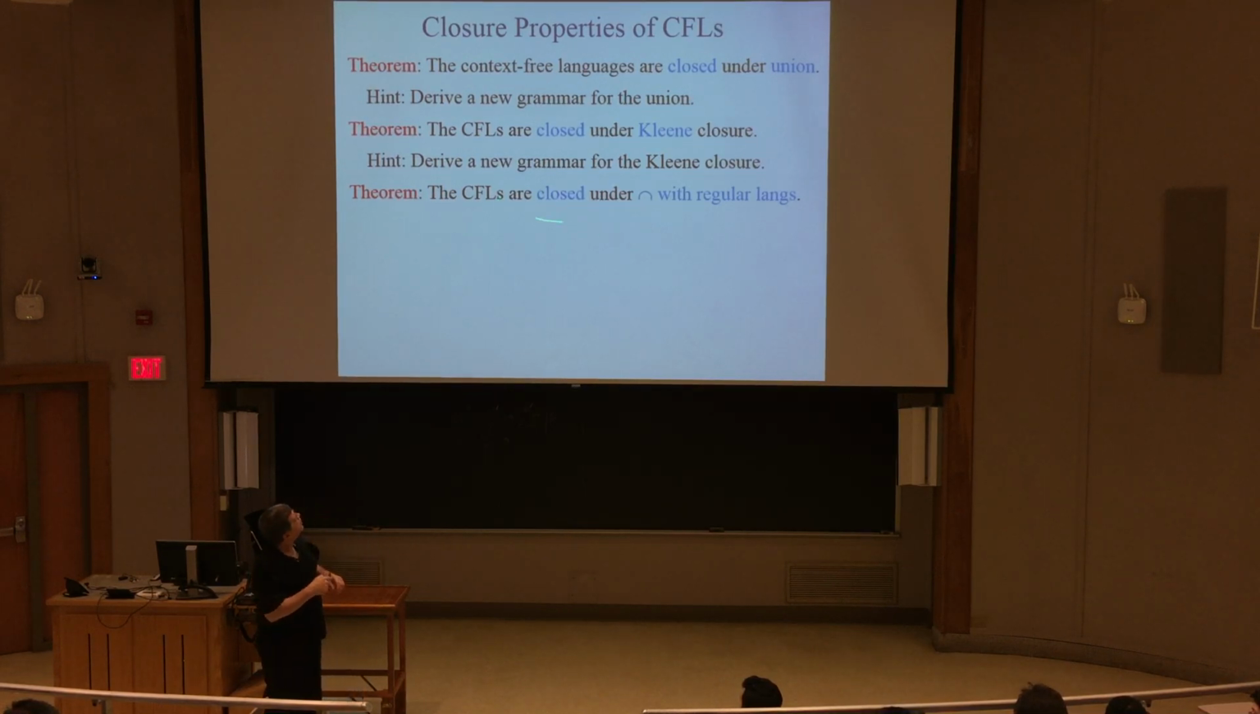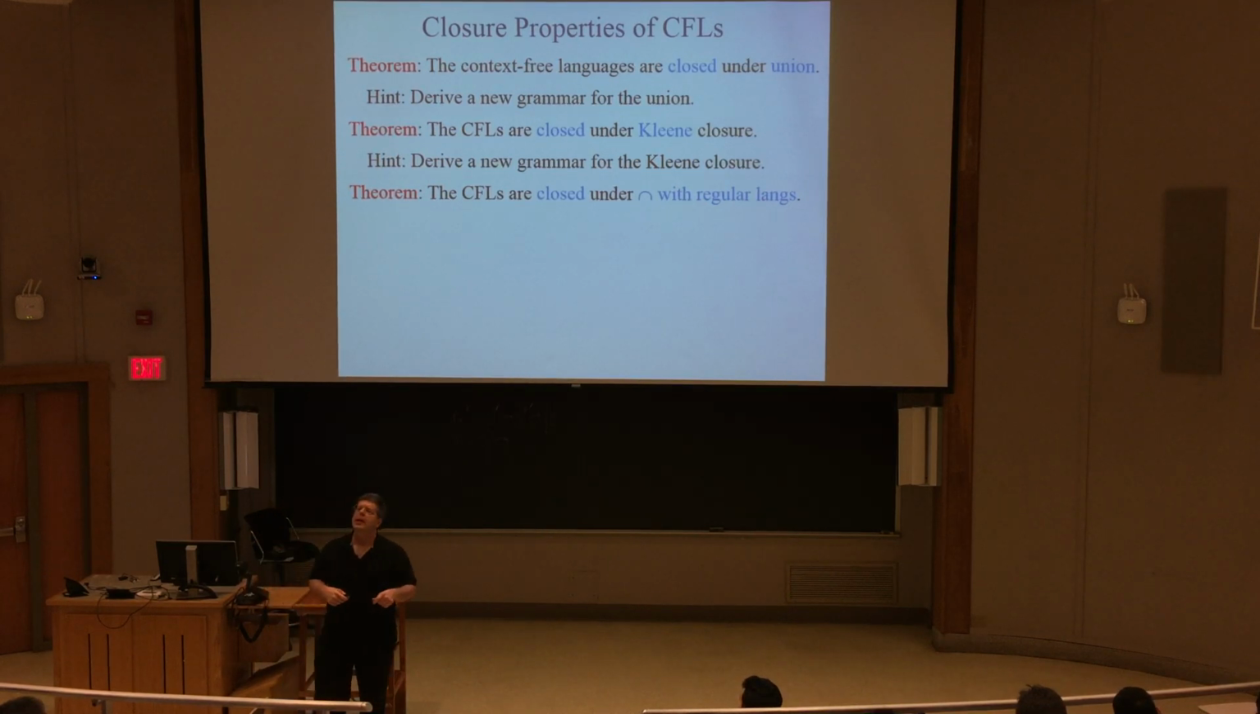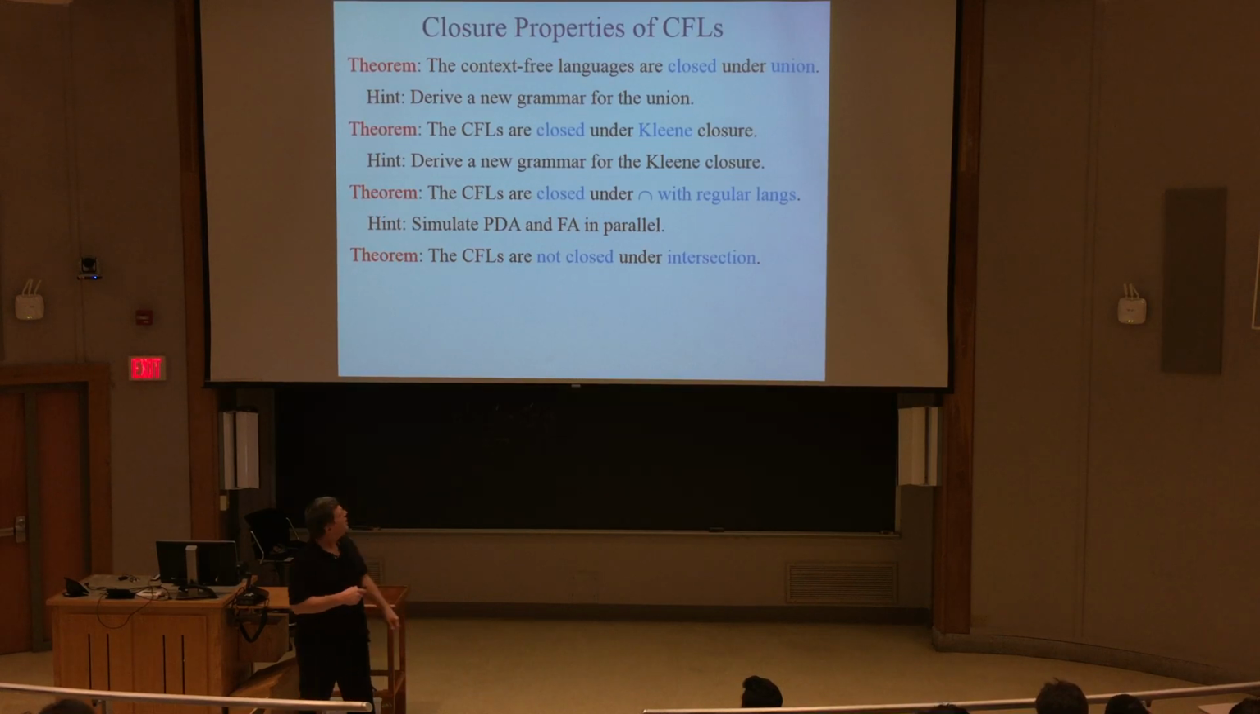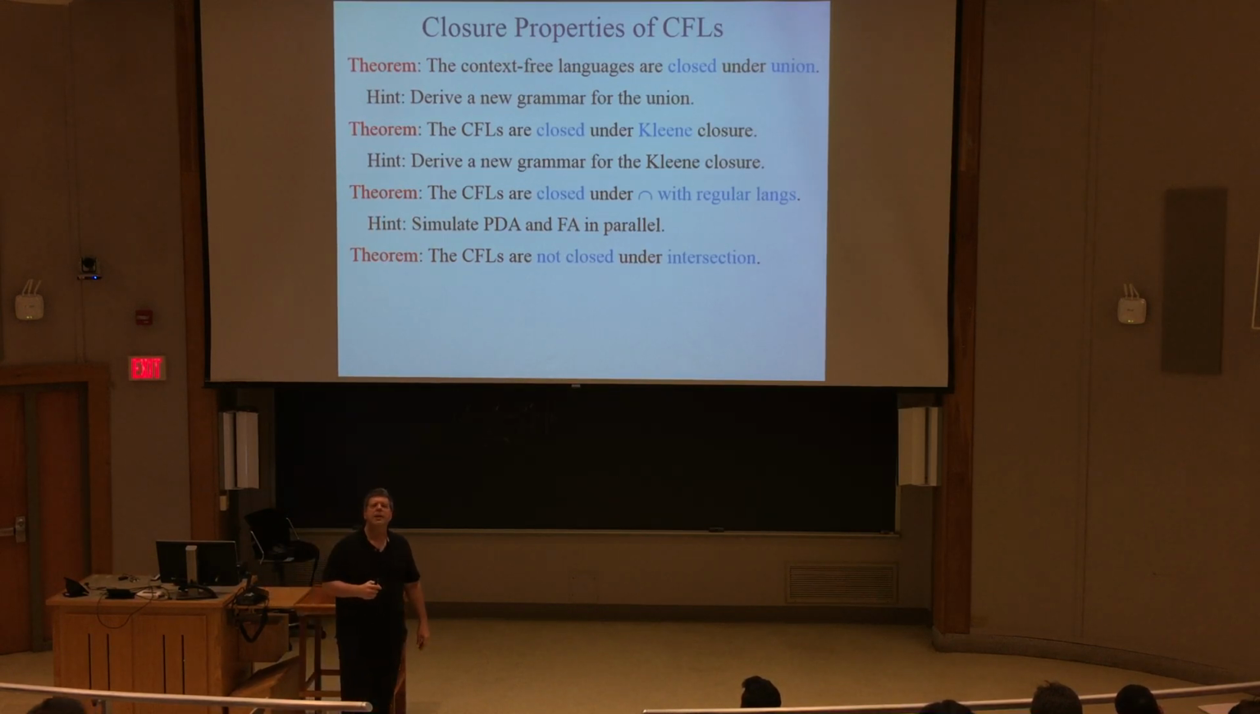Now, back to this question. Why are context-free languages closed under intersection with regular languages? Because they're not closed under intersections with each other. That's the next theorem. Right? Context-free languages are not closed under intersection, only under intersection with regular languages. And there's your hint. Simulate the PDA and the finite automata in parallel. What does that mean? How would you do that? Not a trick question. It's straightforward now.